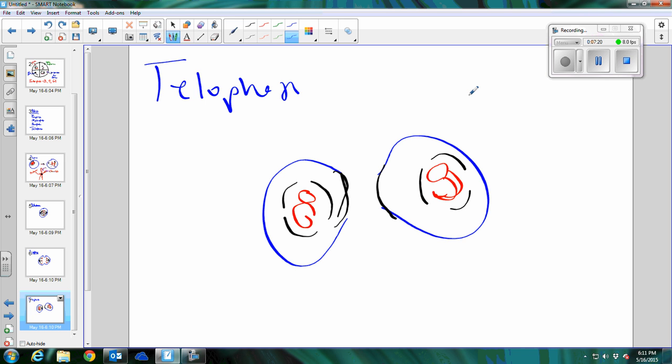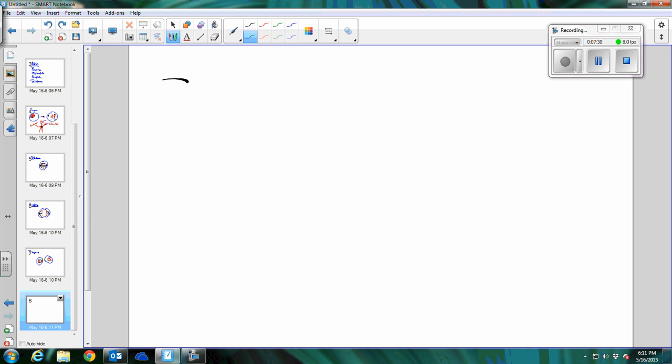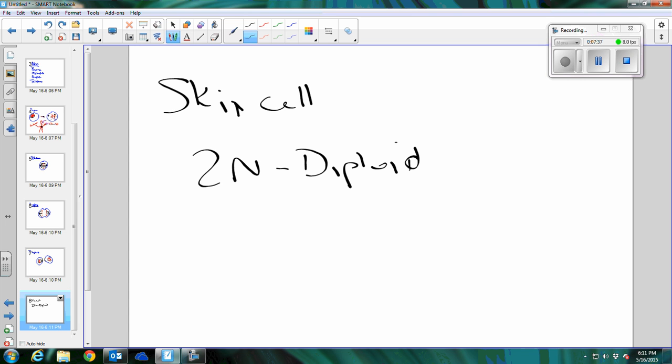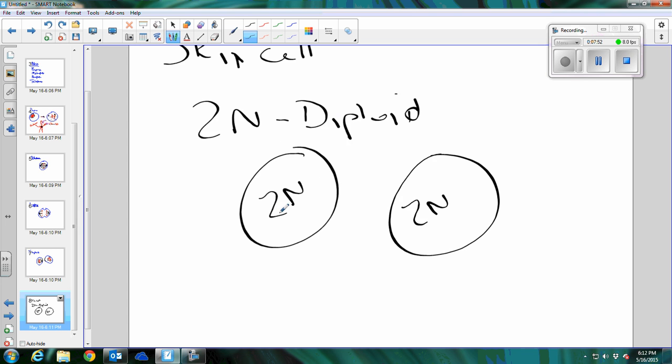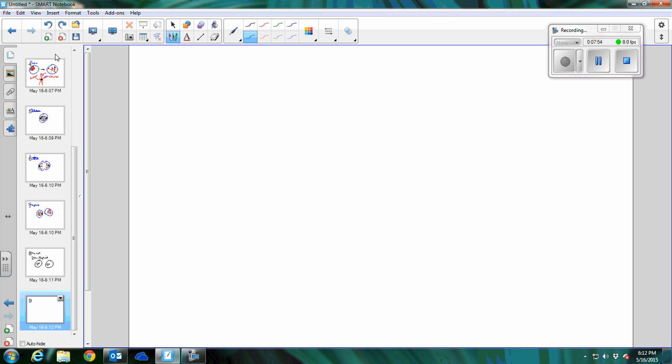Now, mitosis creates exact copies of the original cell. And so, let's say you have a skin cell here, and this skin cell is 2N, or diploid, because it has two copies of every chromosome, 2N, diploid. Here's your skin cell. Well, after mitosis, you're going to have two of those skin cells, and both of them are going to be 2N. This is different from meiosis.